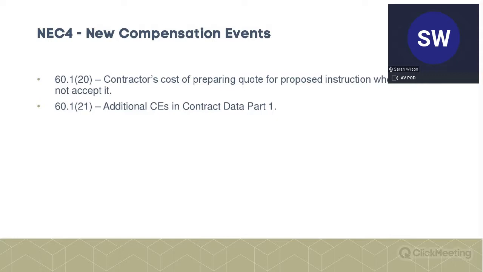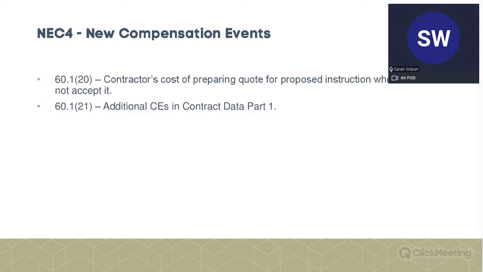So this new compensation event, I always get this muddled up. It only applies where it's a proposed instruction from the PM and the PM doesn't accept it, doesn't go ahead with it. There's also a new 121, and this is additional CEs in the contract data part 1. So please watch out for those. I think it's unlikely that there would be any unless it's actually limiting the existing CEs. So do be careful with that.